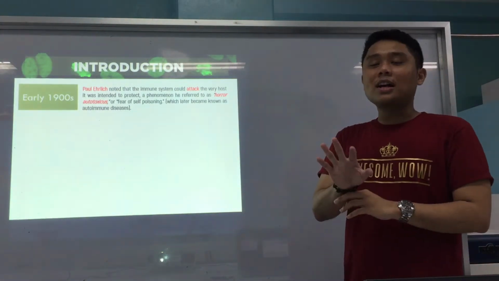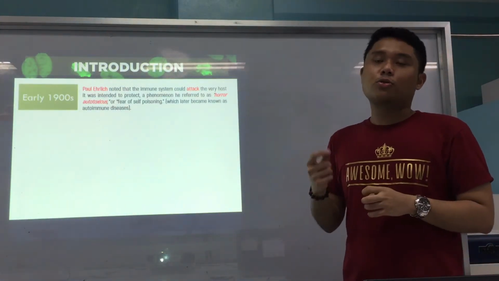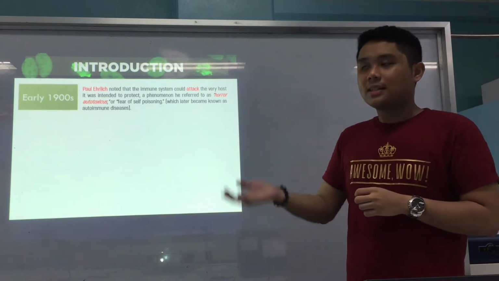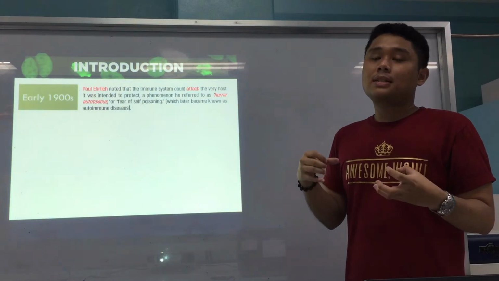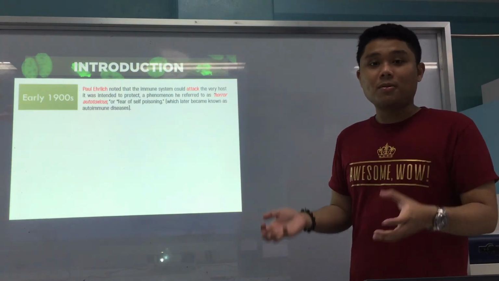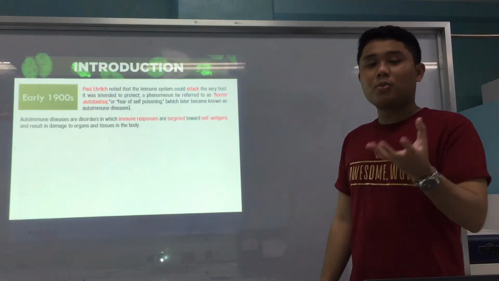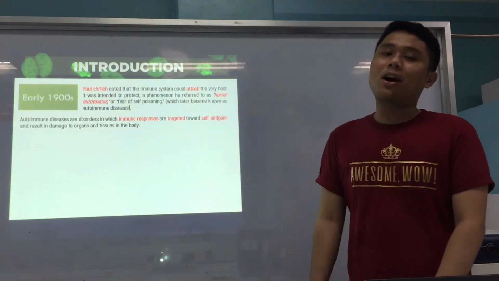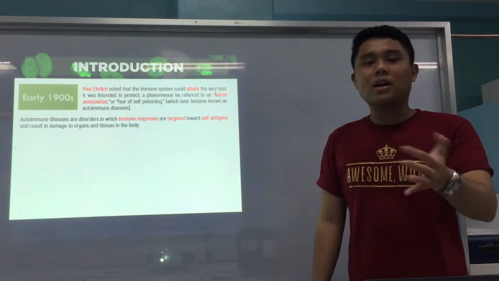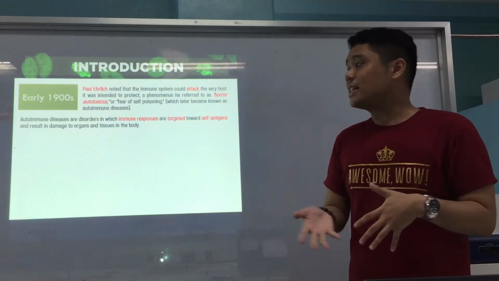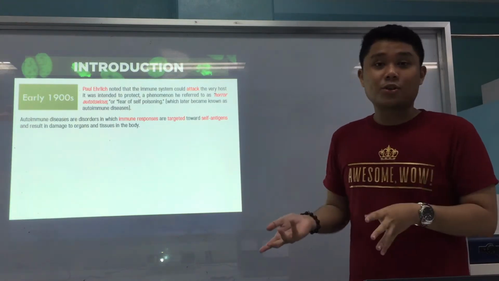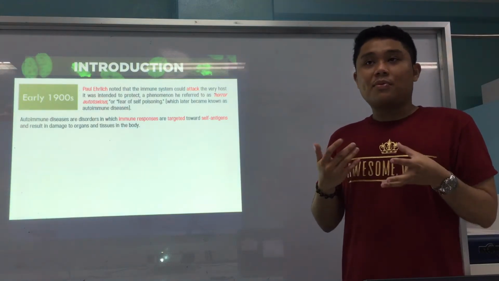So Paul Ehrlich, again, the term horror autotoxicus, which translates to fear of self-poisoning. And later on, this condition was discovered to be your autoimmune diseases. Now, what are autoimmune diseases? Autoimmune diseases are disorders in which your immune responses, your very own immune system, are targeted toward your self-antigens and result in damage to organs and tissues in the body. So, very self-explanatory.